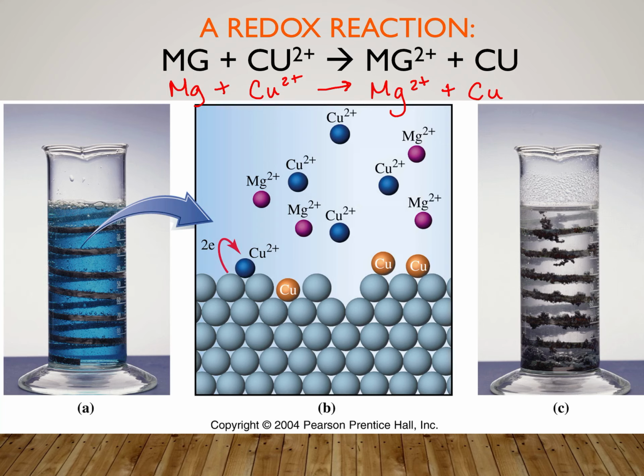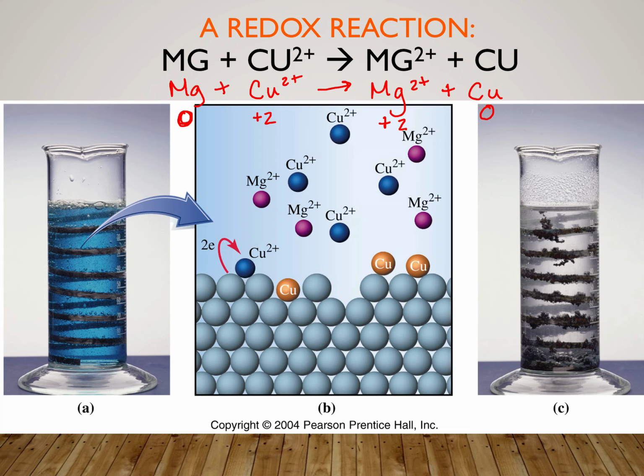And the way that we can tell that it's a redox reaction is that on the left, magnesium has an oxidation state of 0, and on the right, it has an oxidation state of +2. Copper on the left has an oxidation state of +2, and copper on the right has an oxidation state of 0 because it's an element by itself. So electrons have been transferred during this reaction. They've gone from the magnesium to the copper.